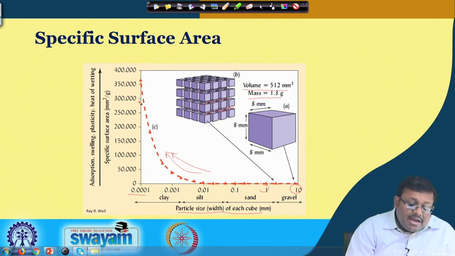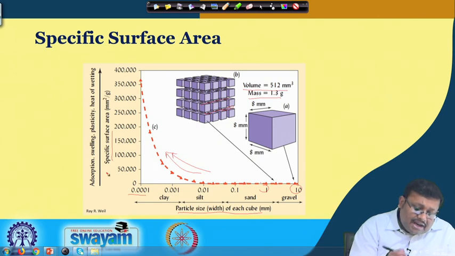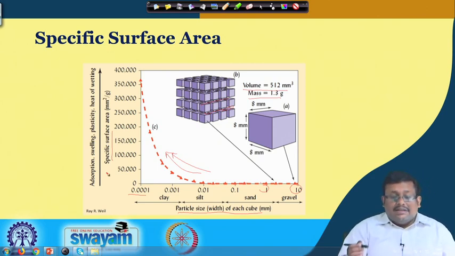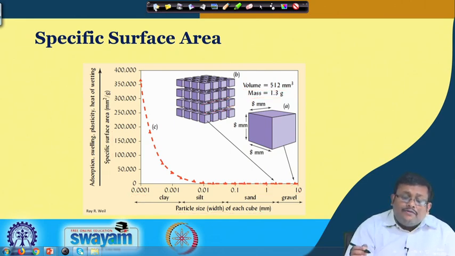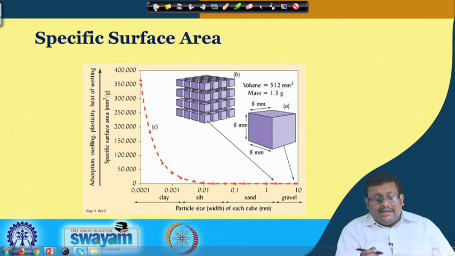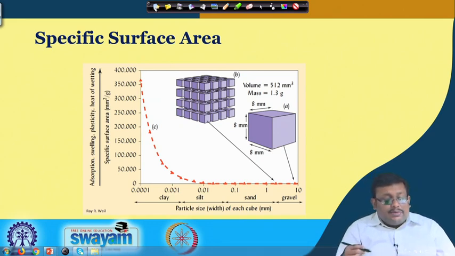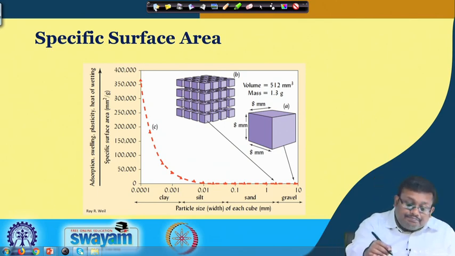specific surface area, and obviously as the specific surface area increases, the adsorption, swelling, plasticity and heat of wetting, all these increase. So, that basically shows that when we go from sand to silt to clay, obviously their specific surface area increases, and as a result of the increase in specific surface area, the adsorption, which is a surface phenomenon, and swelling, plasticity and heat of wetting, all these properties generally increase.